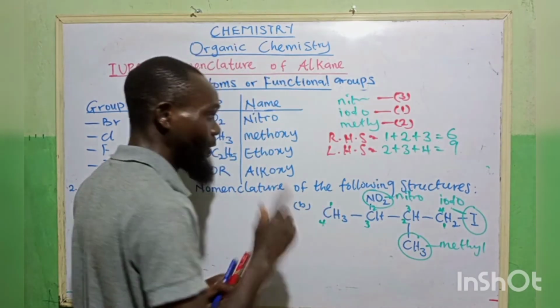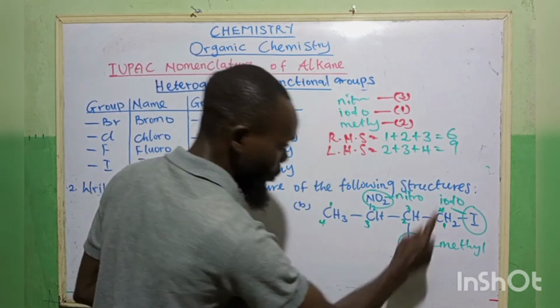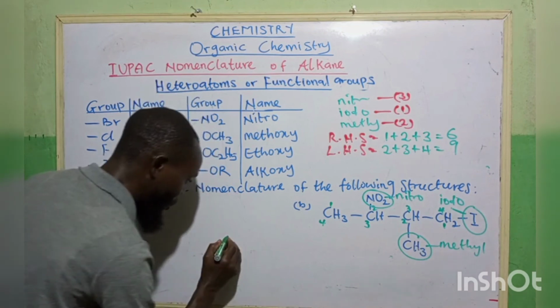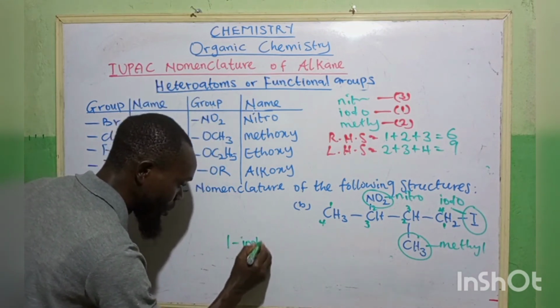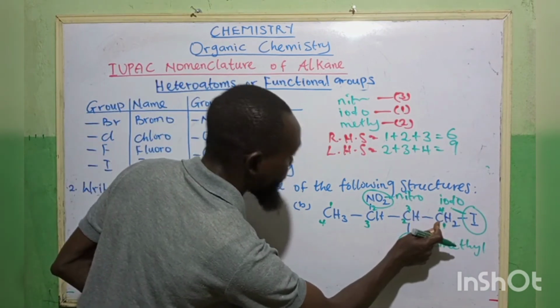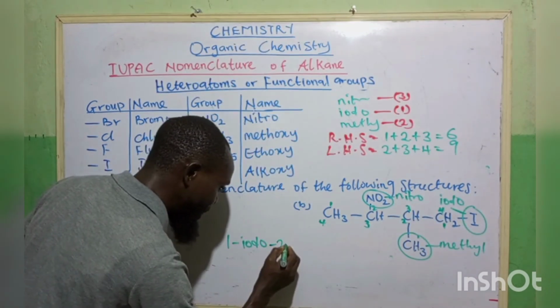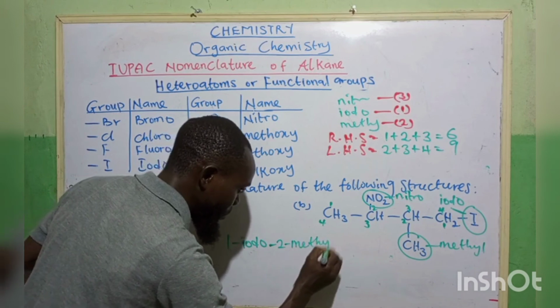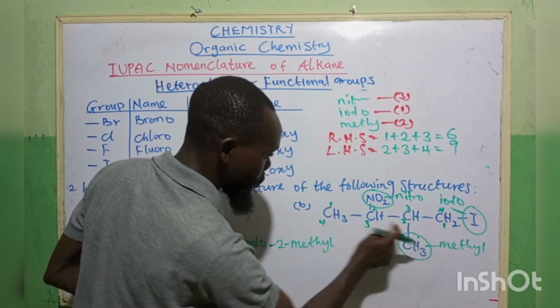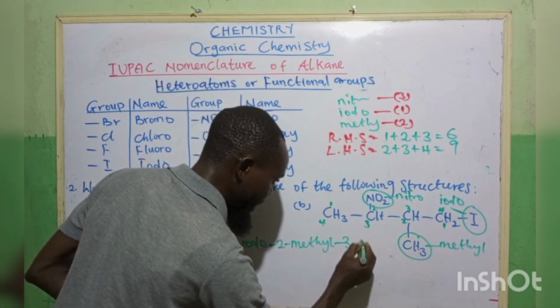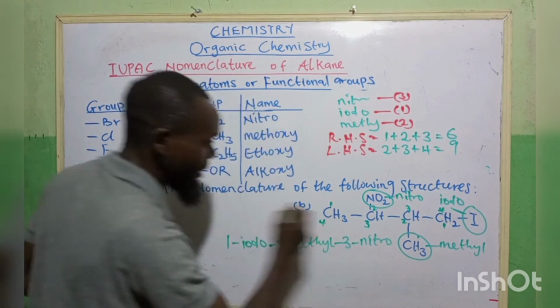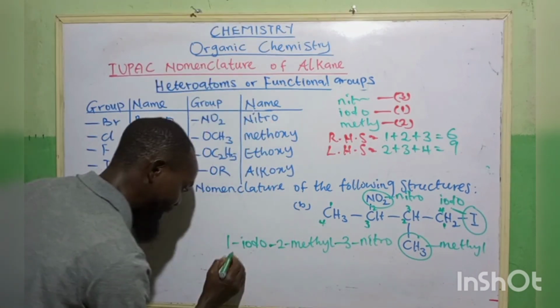Now, let us start. And when we are starting, iodine first. So, 1 iodo, followed by methyl, 1, 2, 2 methyl. Then the last one, 1, 2, 3, 3 nitro. So, the longest name is 4. That is butane.